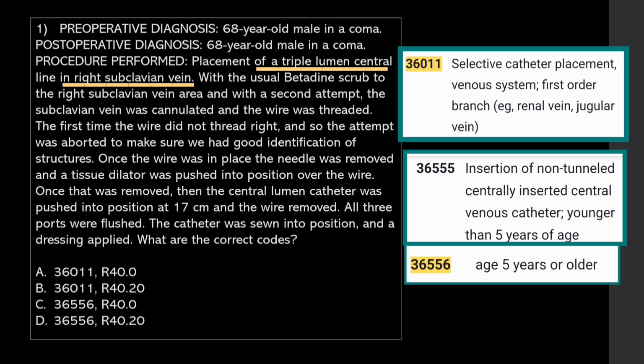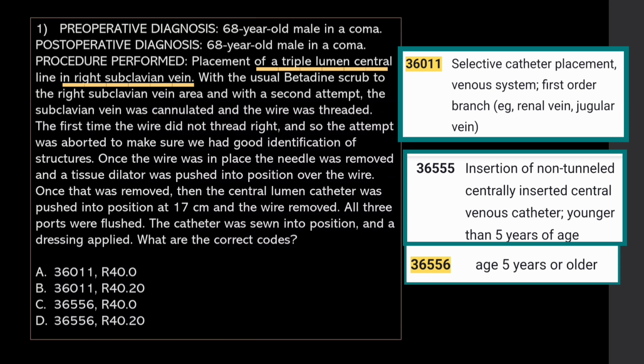By reading the procedure, we understand that the patient underwent placement of triple lumen central line in the right subclavian vein. So which among these two codes is the right one? The right code will be 36556, that is insertion of non-tunneled centrally inserted central venous catheter. They have mentioned subclavian vein and also they have mentioned central line. Therefore, this is the insertion of venous access device.